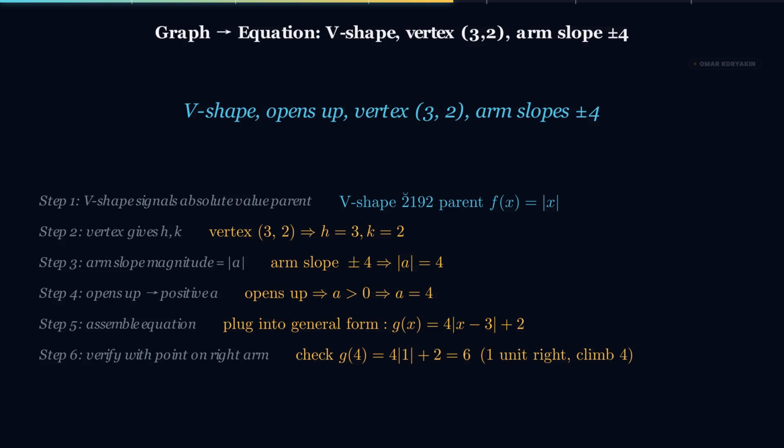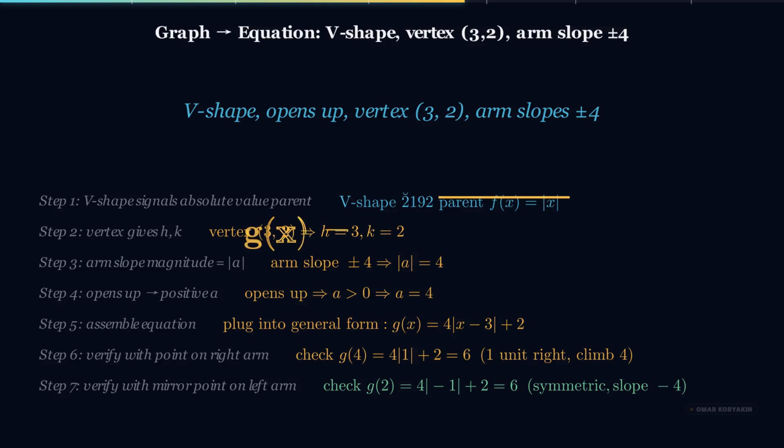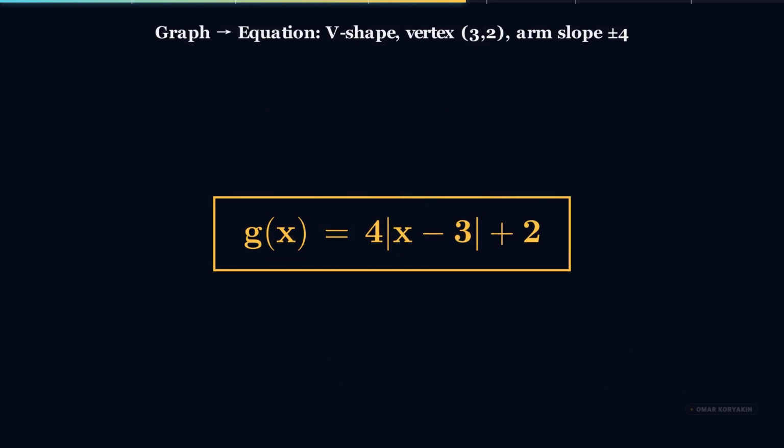Step 6. Verify the symmetry by checking the mirror point on the left arm. At x equals 2, g of 2 equals 4 times absolute value of negative 1 plus 2, equals 4 plus 2, equals 6. The point 2, 6 is 1 unit left of the vertex at the same height as 4, 6, consistent with the V-shape symmetry. So the equation is g of x equals 4 times absolute value of x minus 3, plus 2.